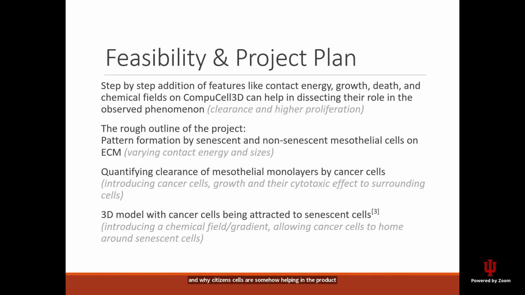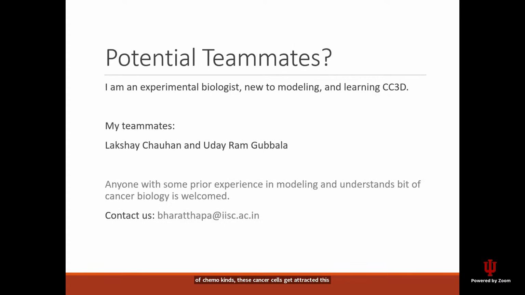And then the 3D model would be basically having cancer cells on top. And since we know that senescent cells secrete a lot of chemokines, these cancer cells get attracted to senescent cells and then doing clearance. Well, that's all. As of now, I have 2 teammates, but our team is open to more teammates who have any modeling experience and somewhat cancer biology. So, yeah, that's it.